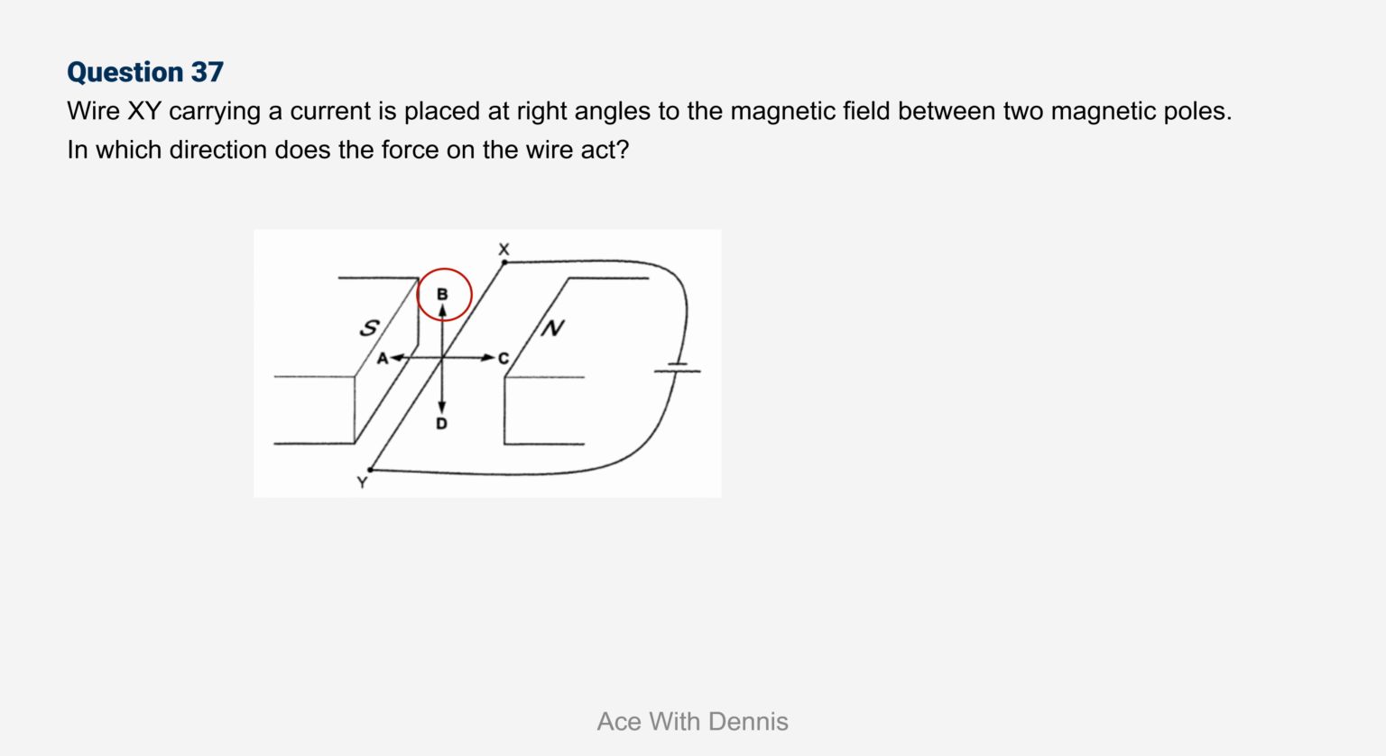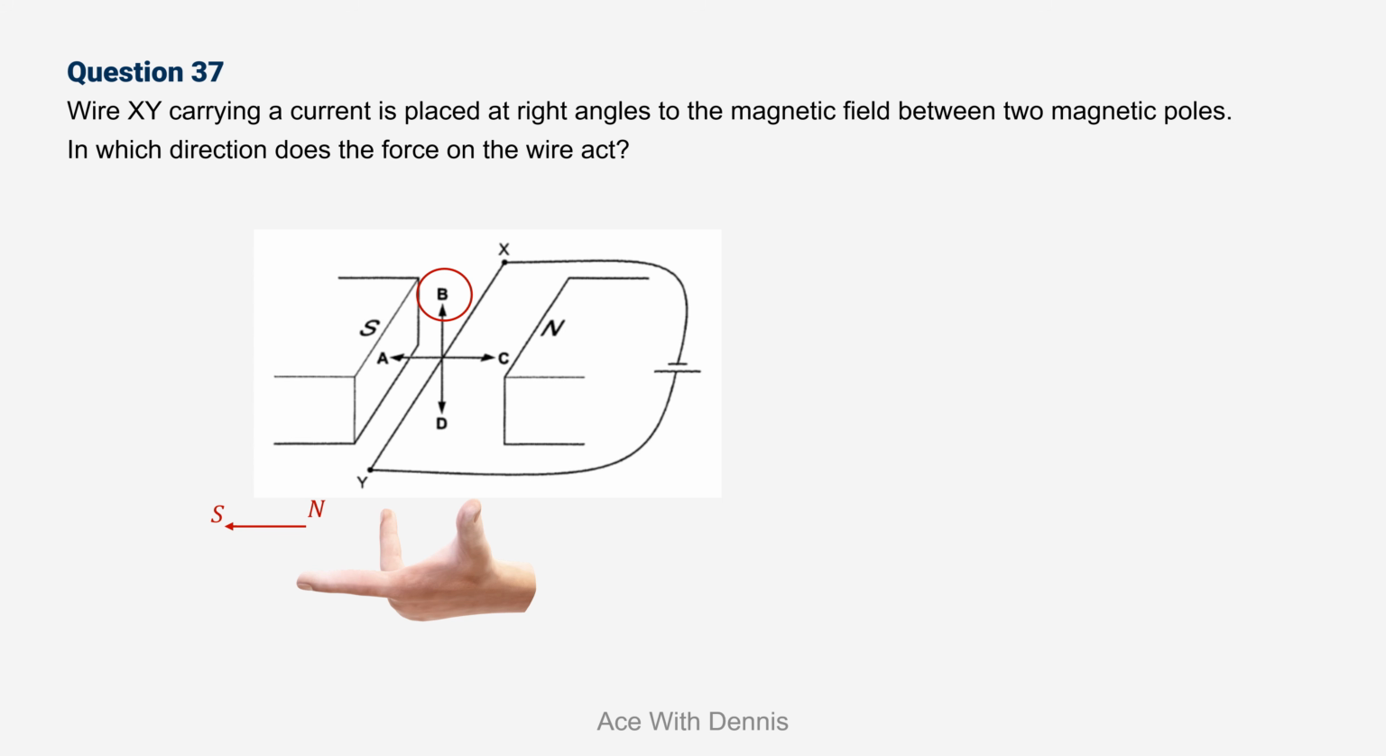Alright, the answer is B. To determine the direction of the force, we need to use Fleming's left hand rule. So use your left hand. Now your index finger is pointing the direction of the magnetic field from North Pole to South Pole in this manner.